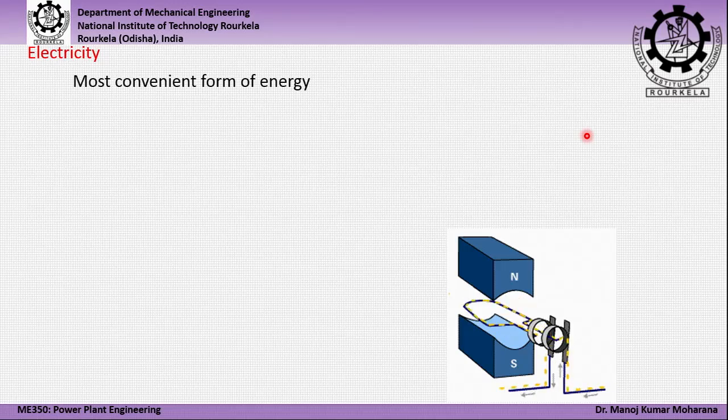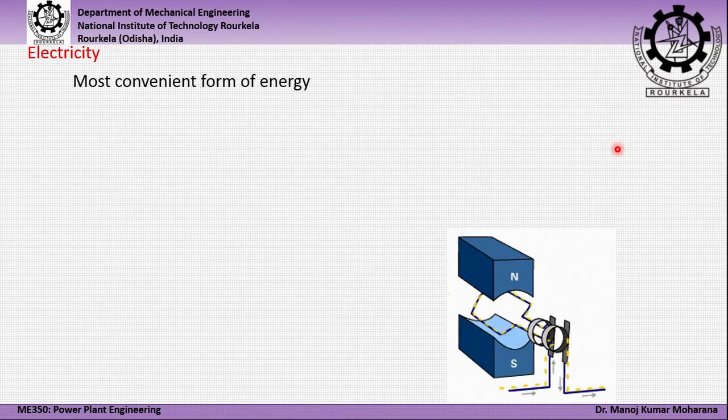Electricity is considered the most convenient form of energy, because if you have electrical energy, we can convert it into any other form of energy as per need, at any point, at any time, at any place. That is why our objective will be to get electrical energy, so that we can convert it very conveniently to any other form that we require at any time.